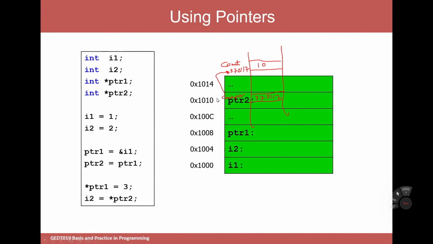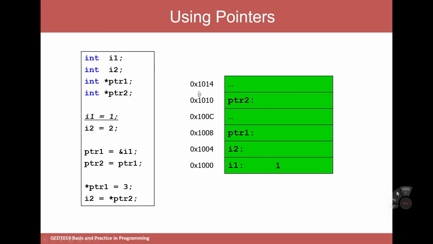So for example, let's see here, I clear this one. This is another example. If I create here some integers I1 and I2, and then I create pointer 1 and pointer 2, so I create two pointers here. And then after that, I will give value to I1 and I2. So I1 and I2 have some value. Okay, so let's see. I1 has some value 1.